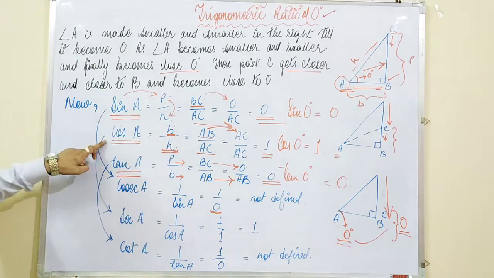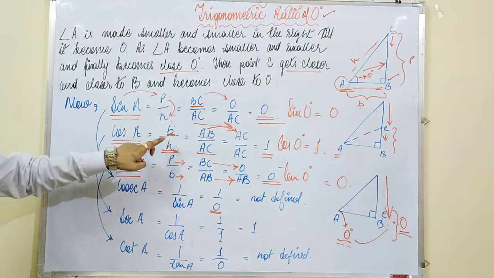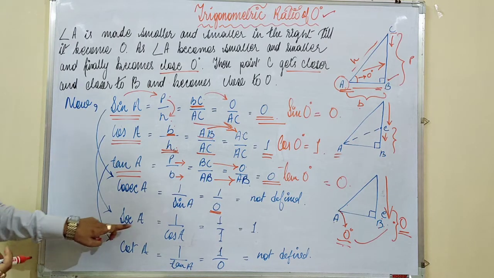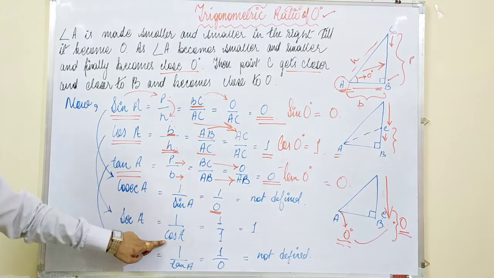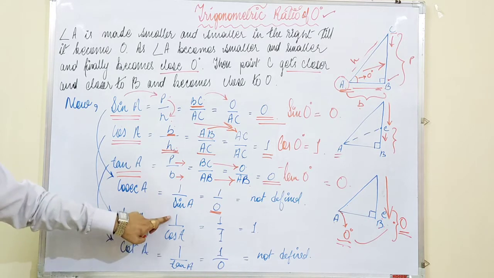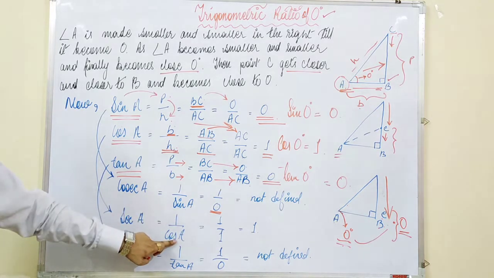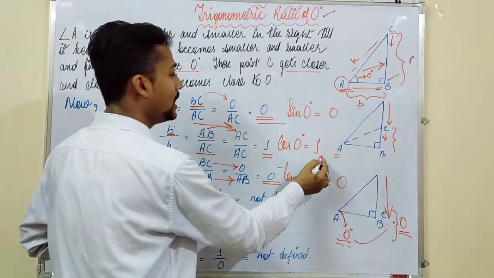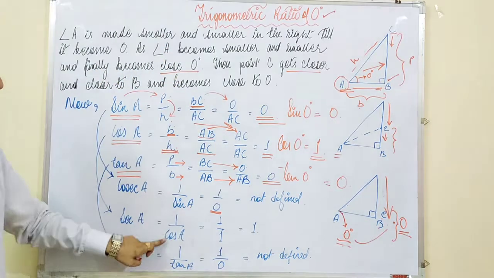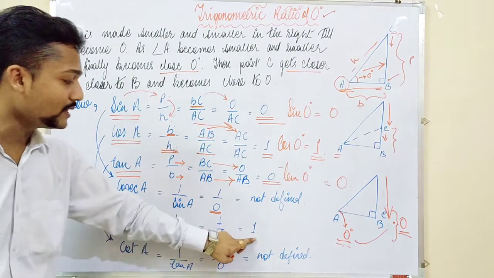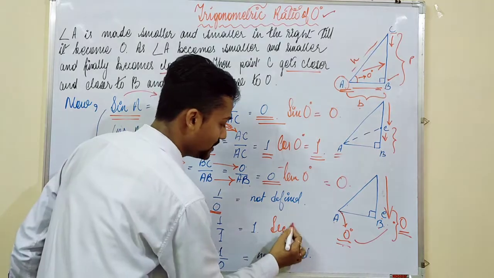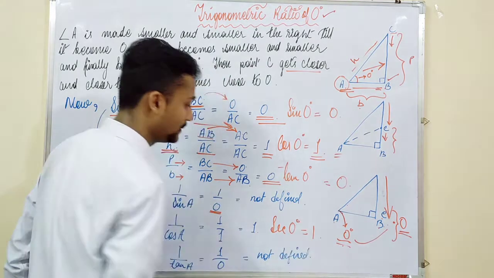Now see, similarly cos A is equal to 1, and what do we know? We know that sec A or sec theta is equal to 1 by cos theta, and 1 will remain 1. Cos A is equal to how much? Cos A is equal to 1. That means 1 by 1 is equal to 1. That means sec 0 degree is equal to 1.